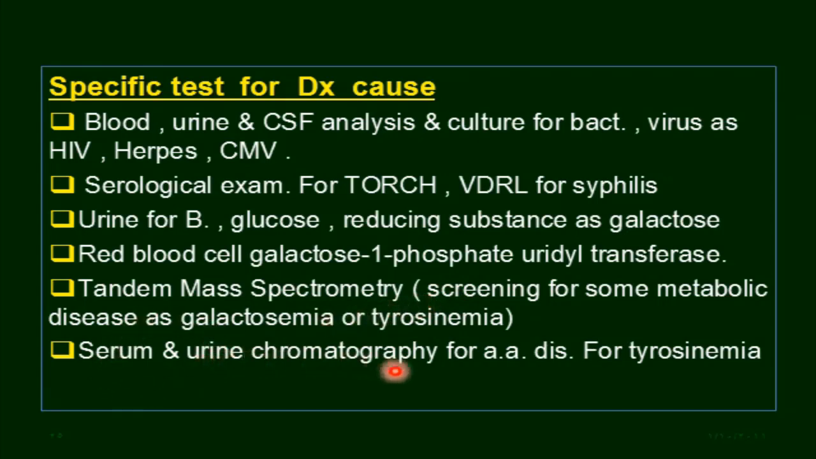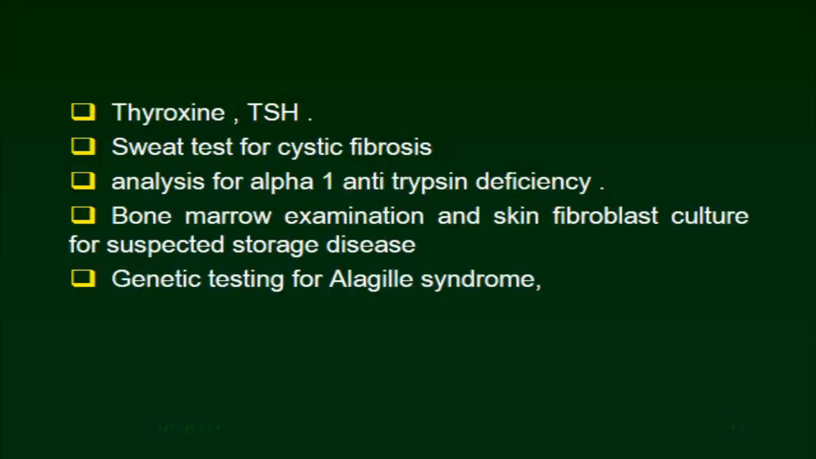Serum and urine chromatography for amino acid disease, as in cases of tyrosinemia. Thyroxine and TSH in cases of hypothyroidism, sweat test for cystic fibrosis, analysis for serum level of alpha-1 antitrypsin, and genetic study for alpha-1 antitrypsin deficiency by PiZZ. Maybe we need, some of the time, bone marrow examination and skin fibroblast culture in some cases, which is suspected storage disease, genetic testing for multiple diseases, and one of them is Alagille disease or intrahepatic familial cholestasis.